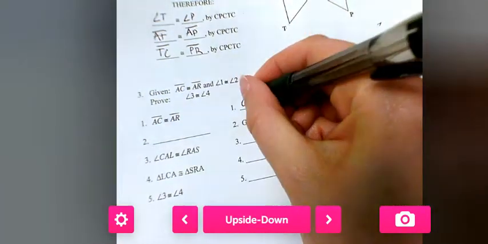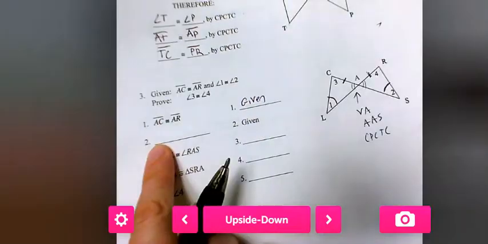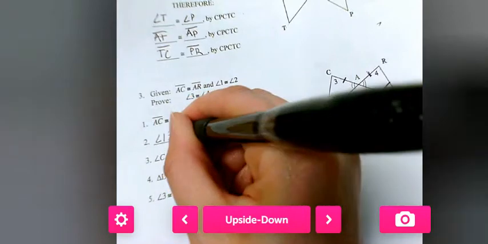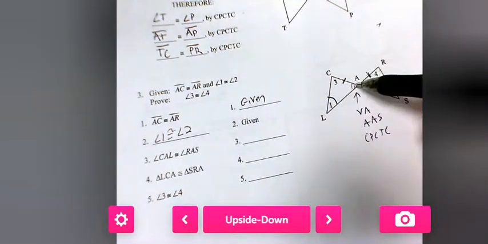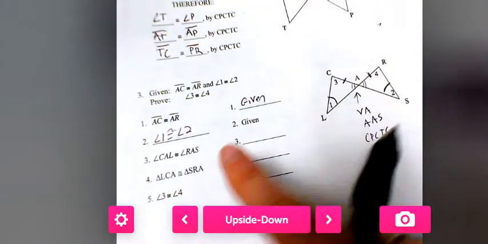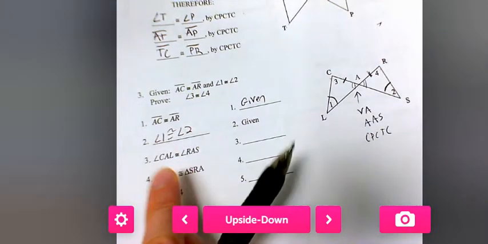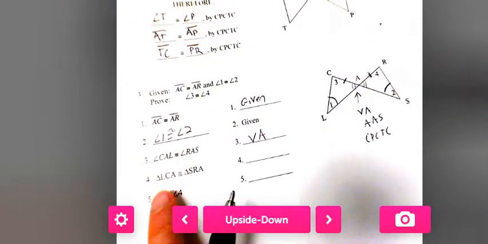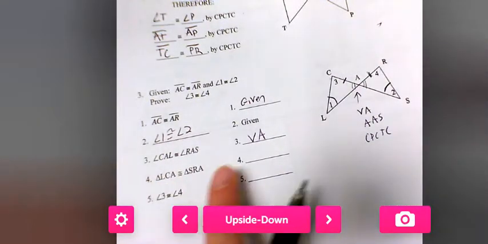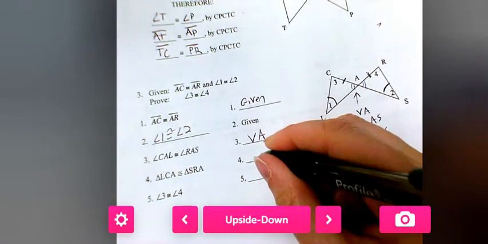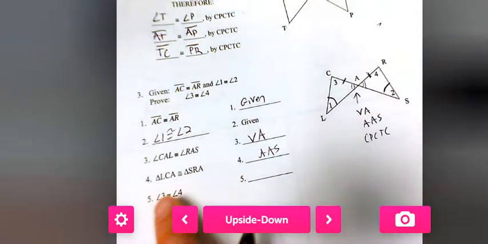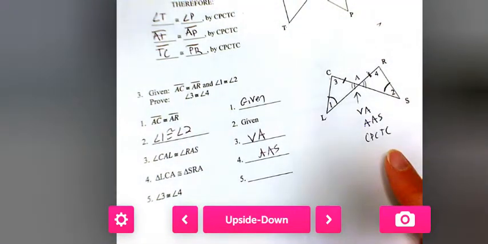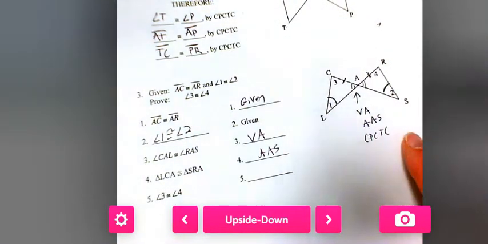Given. What's my other given that I need to put for number 2? Angle 1 is congruent to angle 2. Why are CAL and RAS congruent to each other? Vertical angles. If you just want to put VA, that's fine. Now, why are these two triangles congruent to each other? What do I have next? Angle, angle, side. And then 3 is congruent to 4 by? Can we say it together? CPCTC.